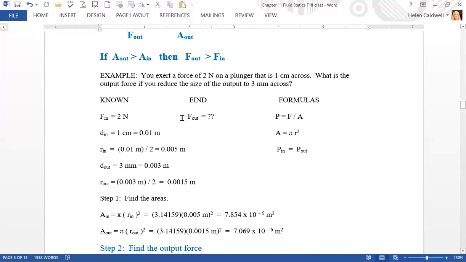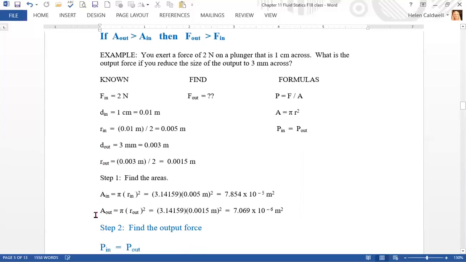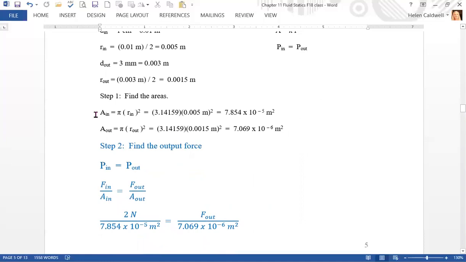So this is a needle, all right? We're working with a needle. Needles, caulking guns, that kind of thing fall into this category. We know that pressure is force over area, that area is pi r squared for a circle, and that pressure in equals pressure out. So we had to start with finding the first two areas. Pi r squared in gave us 7.854 times 10 to the minus fifth meters squared, and area out gave us 7.069 times 10 to the minus 6 meters squared.